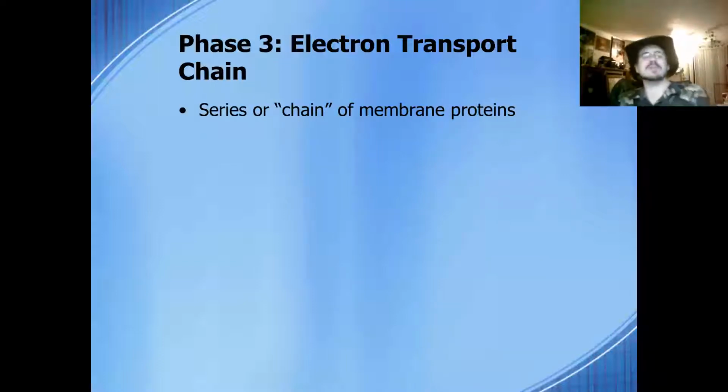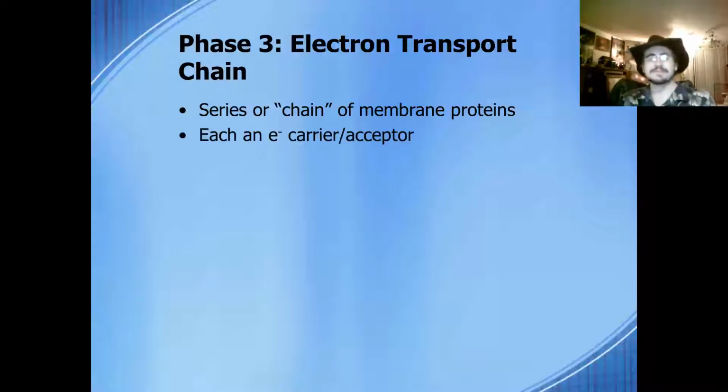The electron transport chain is called a chain because it is a series or chain of membrane proteins. These membrane proteins are embedded in the inner membrane of a mitochondria or the cell membrane of a prokaryote. But prokaryotes, who cares? So each one of the membrane proteins is an electron acceptor, an electron carrier. In other words, each one of those membrane proteins is going to bind to an electron.